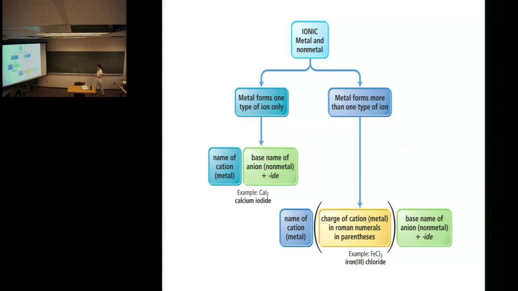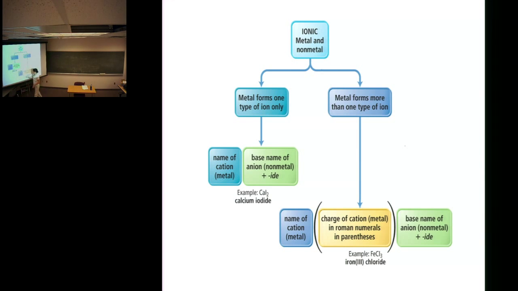Remember how we talked about that? You just name the cation and then you name the anion. So for example, this is calcium iodide. It's kind of how we already practiced that. The name of the cation is calcium. The name of the anion ends in ide, calcium iodide. That's it. No prefixes, nothing. You just say the two names, calcium iodide.